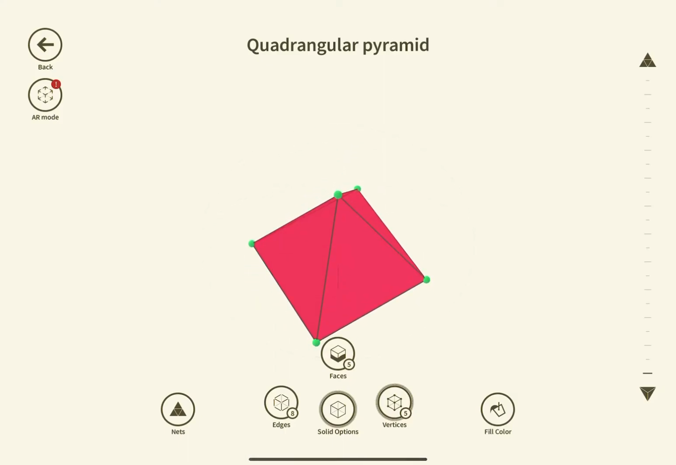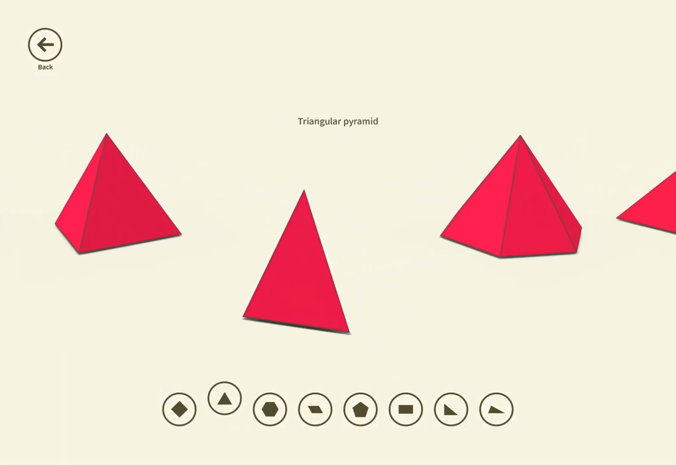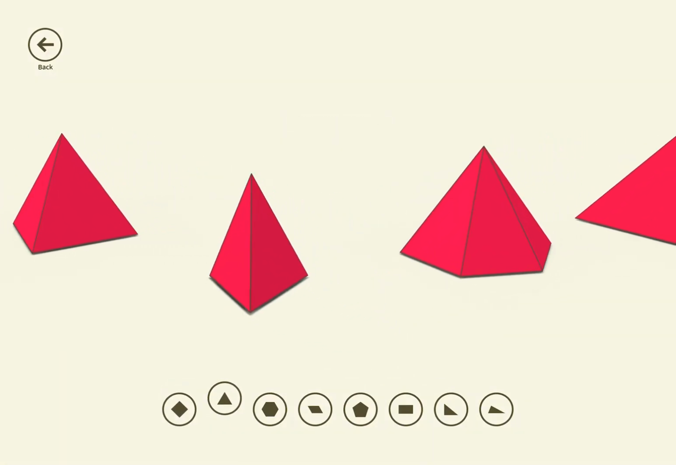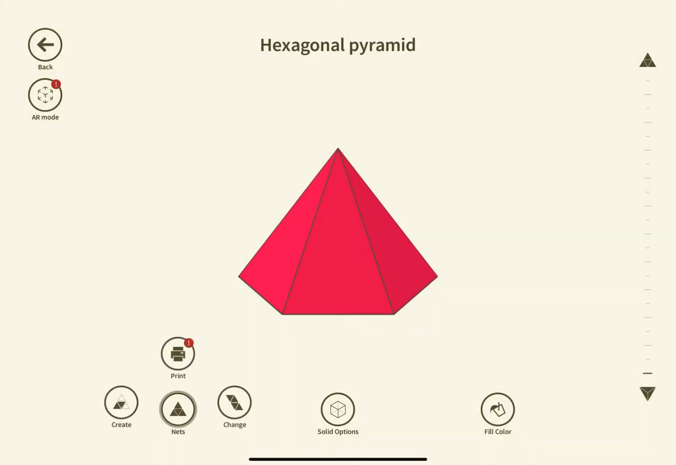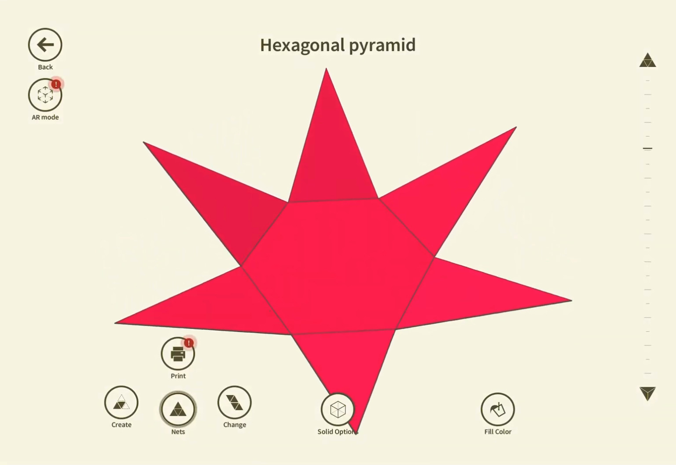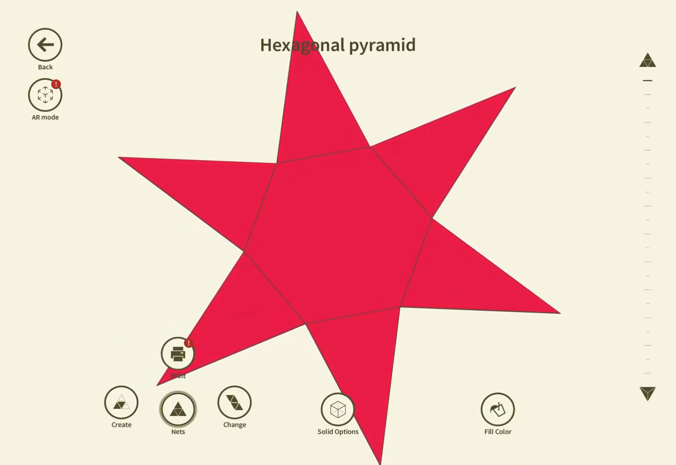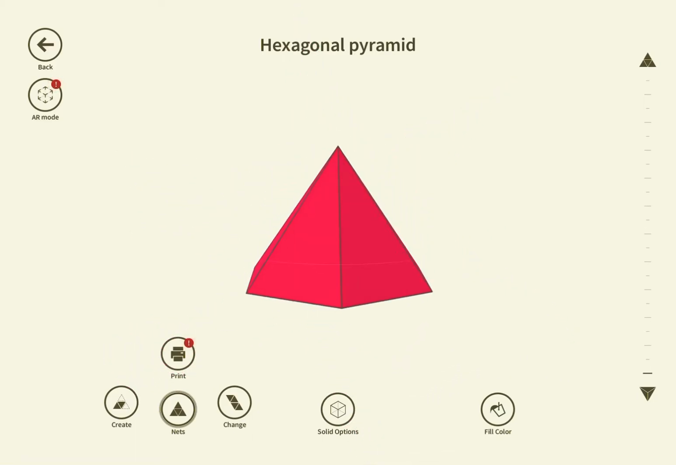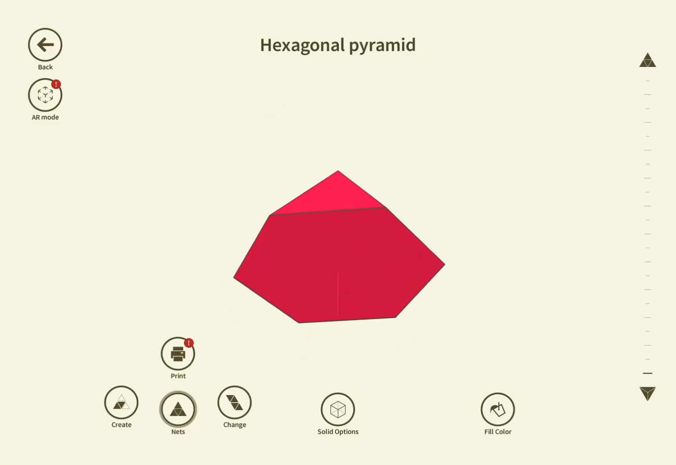Pretty cool, eh? Now I can go back and we can look at other pyramids, right? But they all join up at the top, right? So then we can look at nets. There we go. You see, they all join up at the top. Kind of makes a star. Pretty cool, right? And then it's a hexagon, has 6 sides at the base, hexagonal pyramid, right?